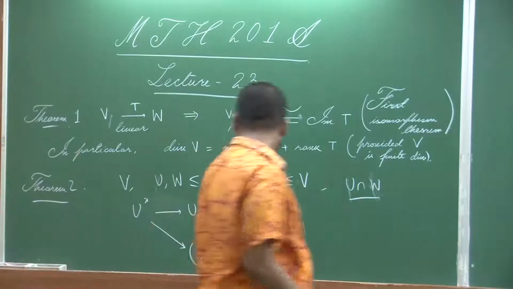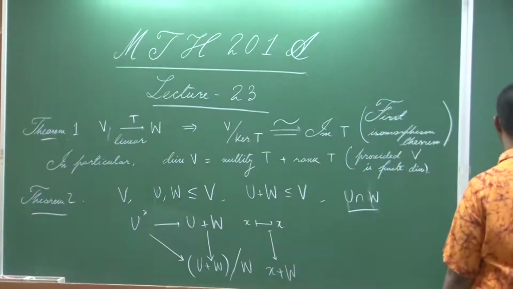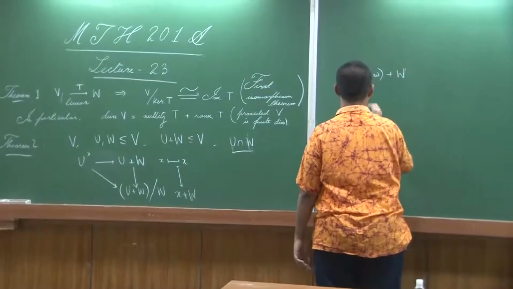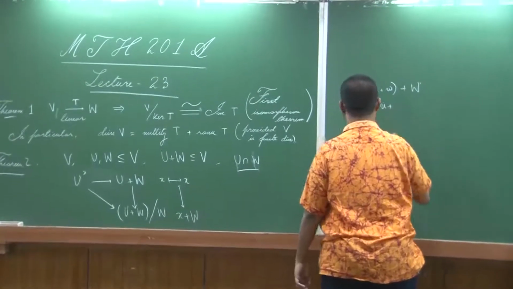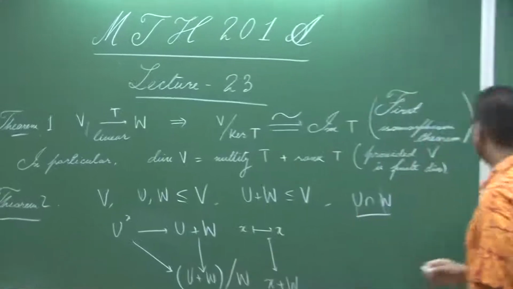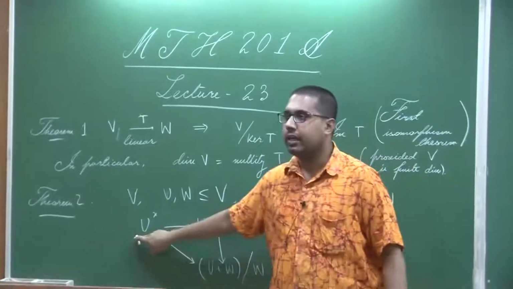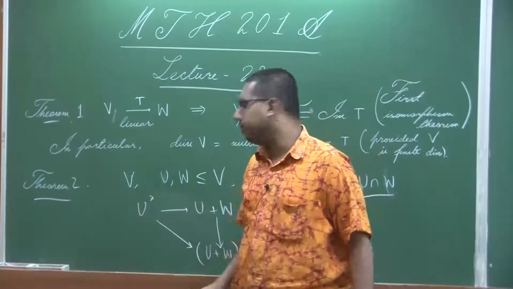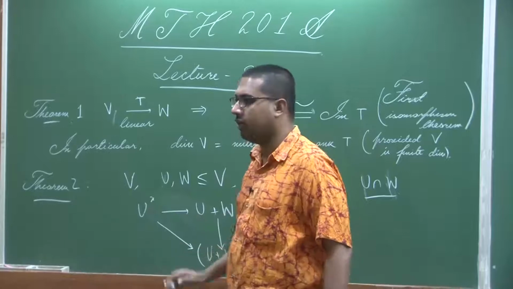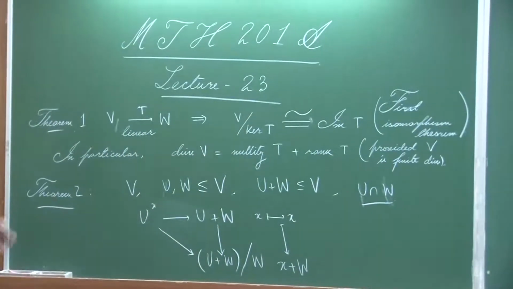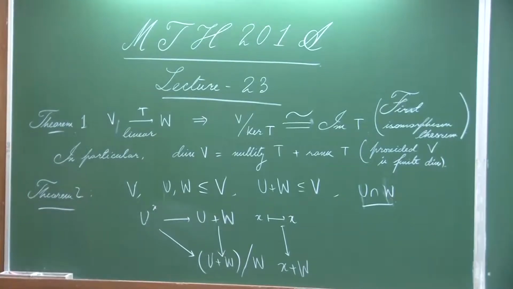Why so? If you take a typical coset here, it looks like u plus w plus W. Now, the way addition in the quotient is defined, this is u plus w. That shows that any coset here admits a pre-image under this diagonal map. So, this is an onto homomorphism, an onto linear transformation.